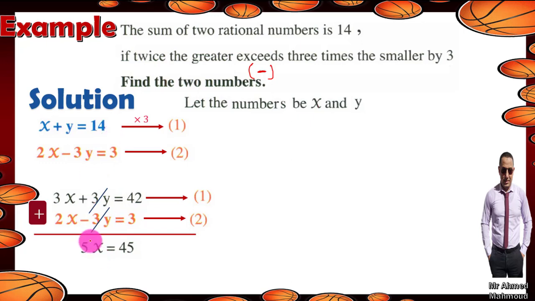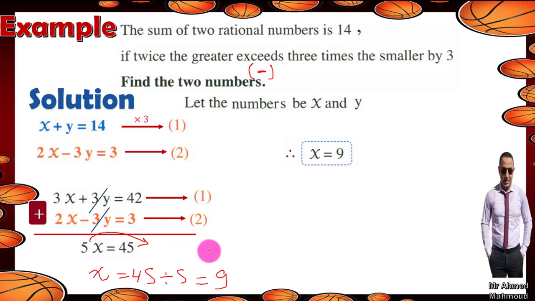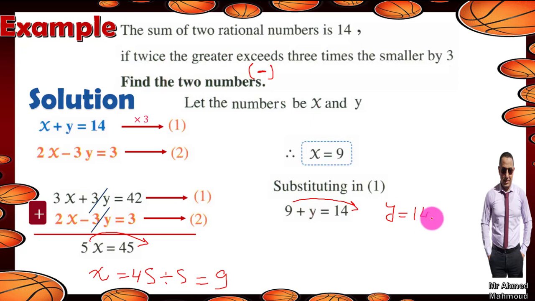Now I'm going to send 5 to the right side by dividing, so x equals 45 divided by 5 equals 9, so x equals 9. Back to equation 1 or equation 2, but it's easier to use equation 1. I write 9 in place of x, so it will be 9 plus y equals 14. I send the 9 to the right side by minus, so y equals 14 minus 9, so y equals 5, like this.